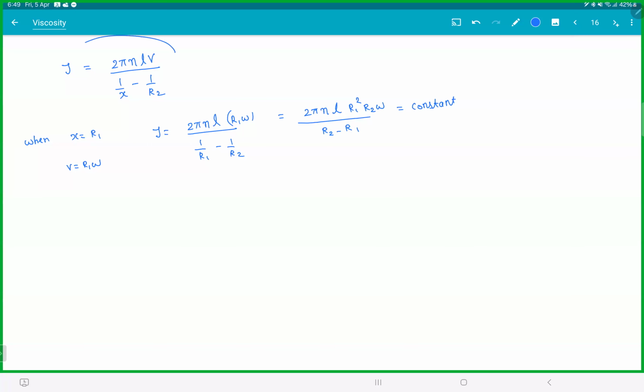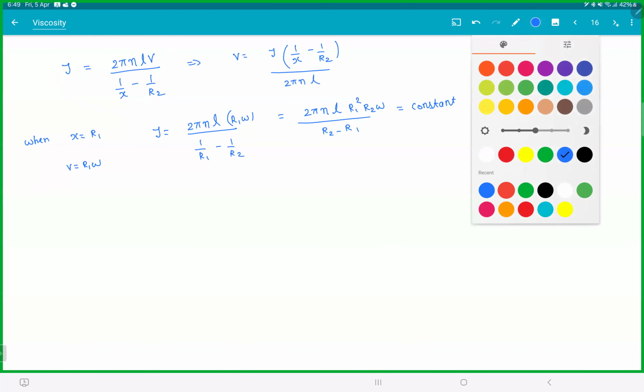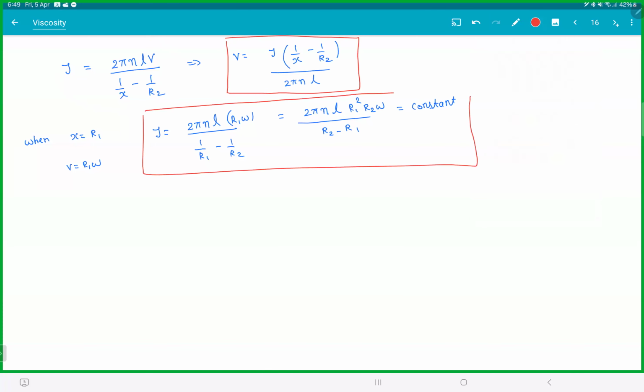Now how to find the velocity? Get back to this. From here, we can get the velocity V is equal to torque into 1 by X minus 1 by R2, divided by 2 pi eta L. This is the velocity as a function of X. This is the first question: find the velocity of the layer at a distance X. This is the second question: find the torque, the external force required to maintain omega. What is the heat produced? Heat per second is nothing but power due to viscous force or viscous torque, which is torque into omega.